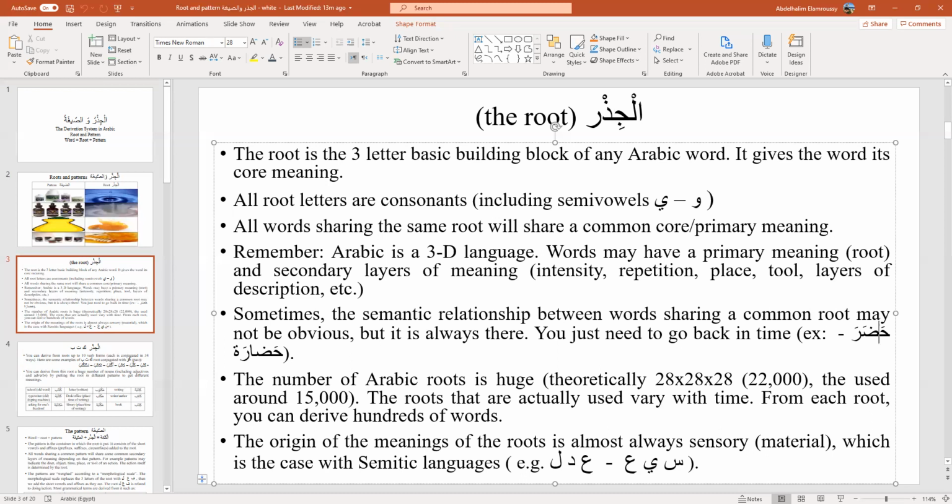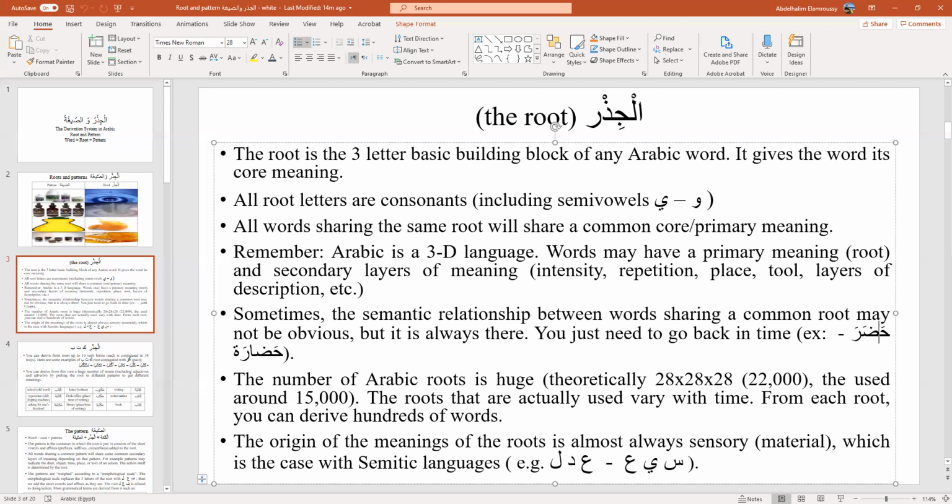Anyway, the number of Arabic roots is theoretically huge. It's 28 times 28 times 28, because we have 28 consonants, and in each of the three positions, you have 28 possibilities. That's about 22,000 possibilities, but the ones actually used are around 15,000. And the number of roots that are actually used varies with time. Some roots may have been used in the past and are no longer used. Some roots were not used and are now used, and in the future they may not be used.